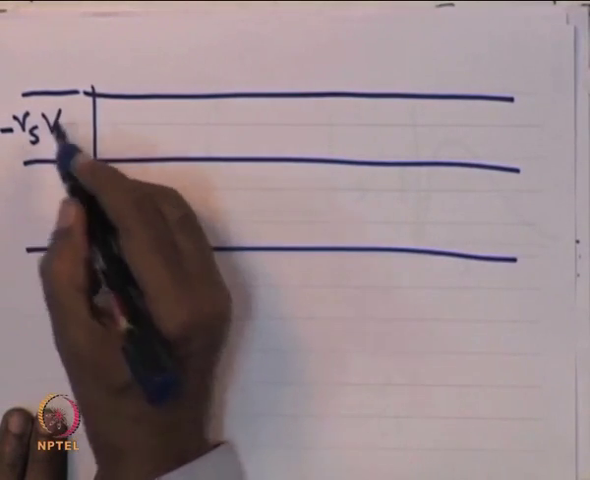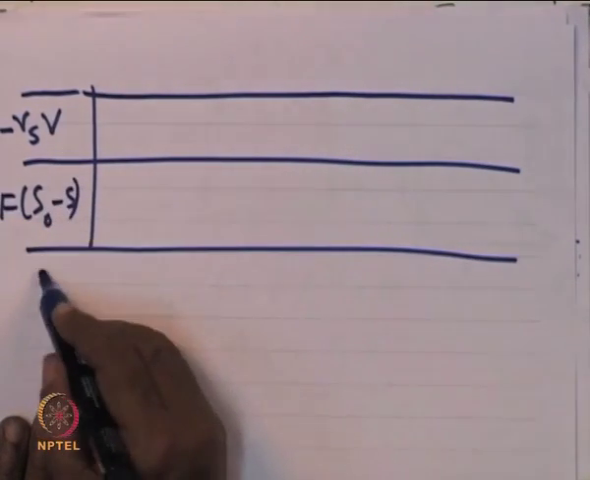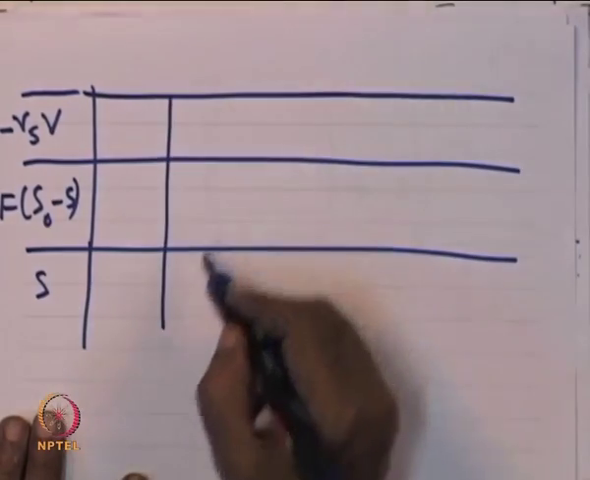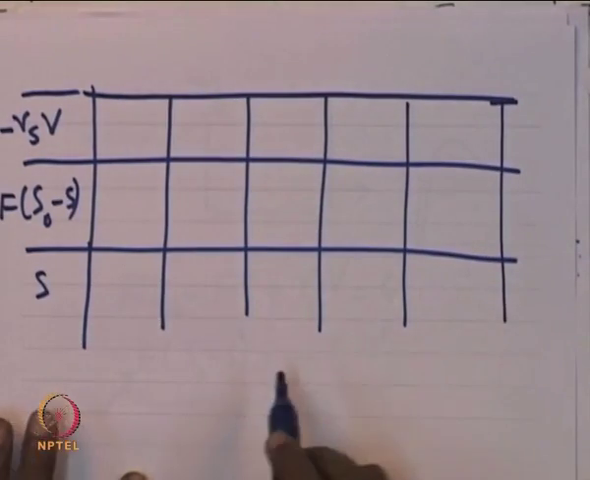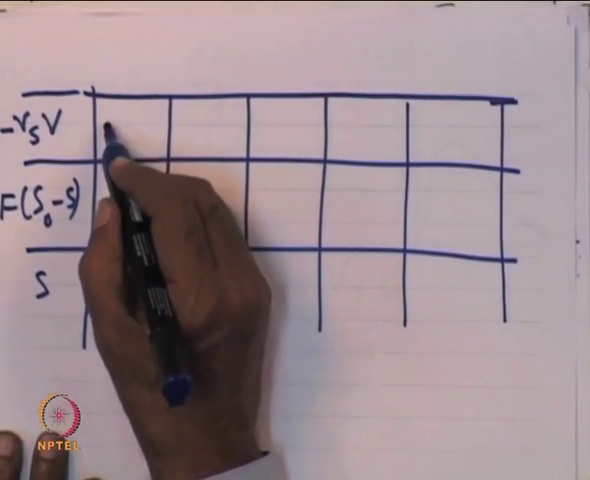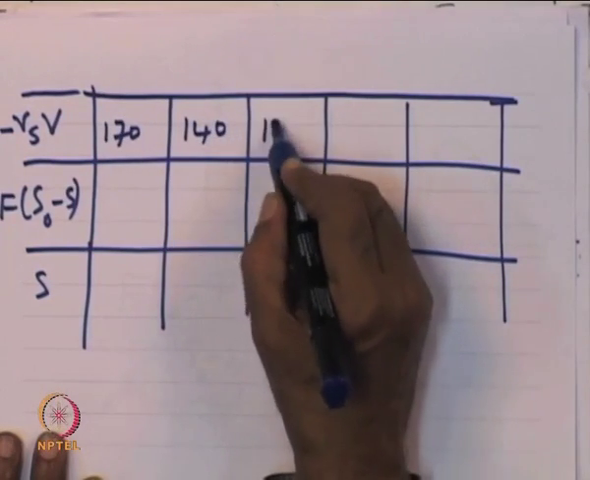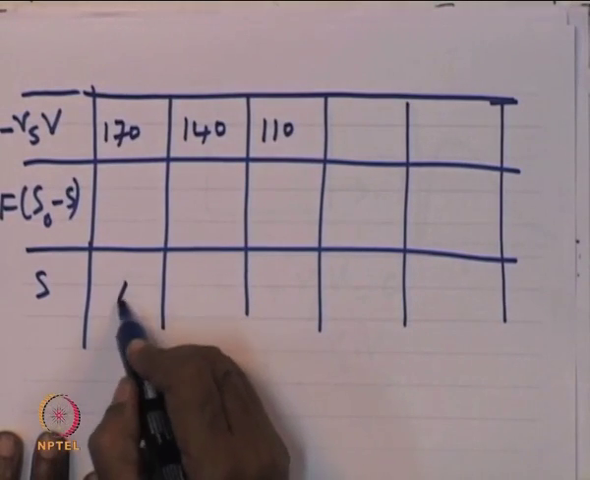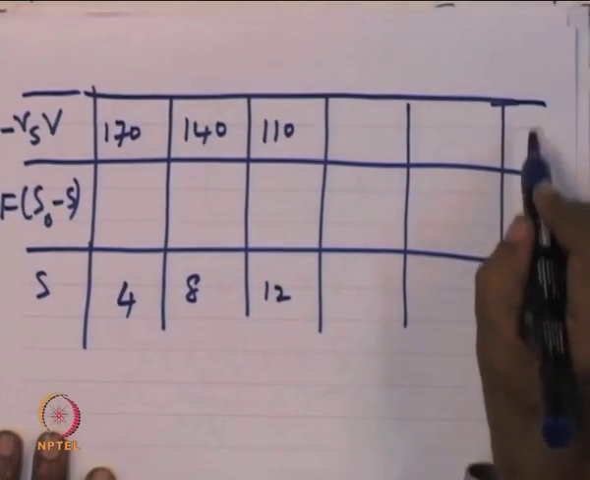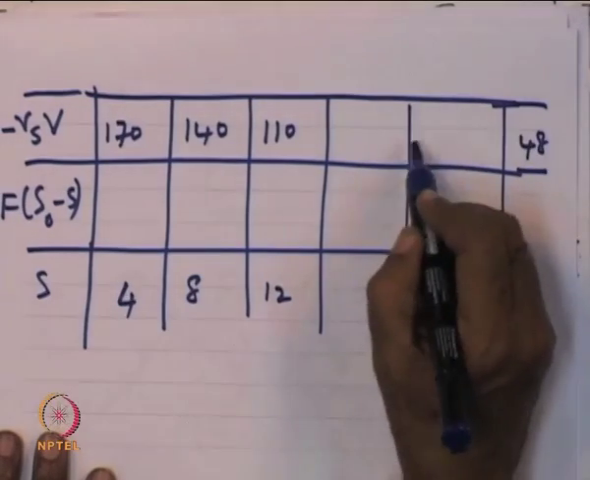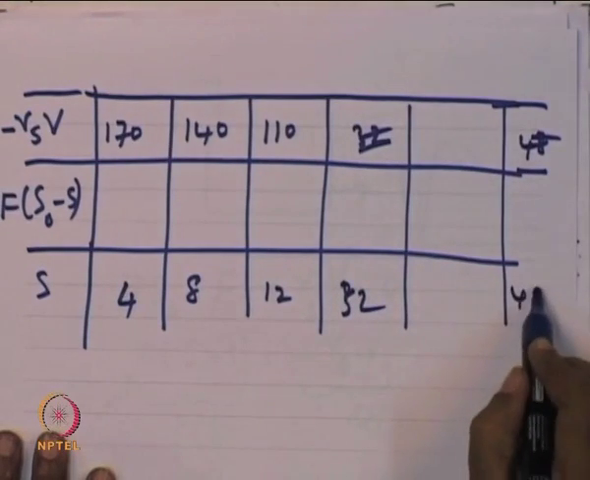Minus RSV, and then F times S naught minus S. Let me just read out a few numbers. I will write the numbers themselves: 170, 140, 110. This is at 4, 8, 12, and some later values, let us take 48, 50 and all that. We do not want too many. Let us take 32, 48 and 36.